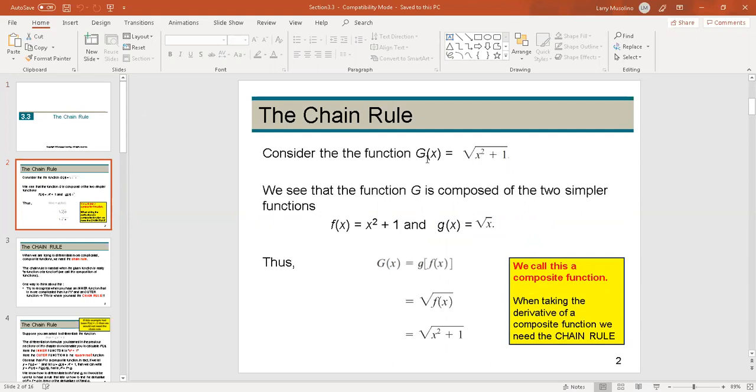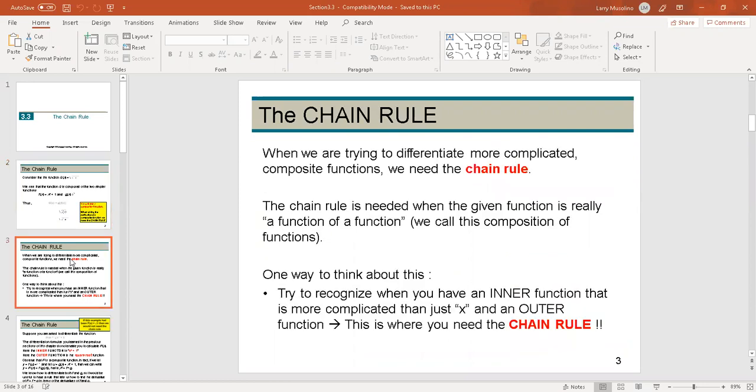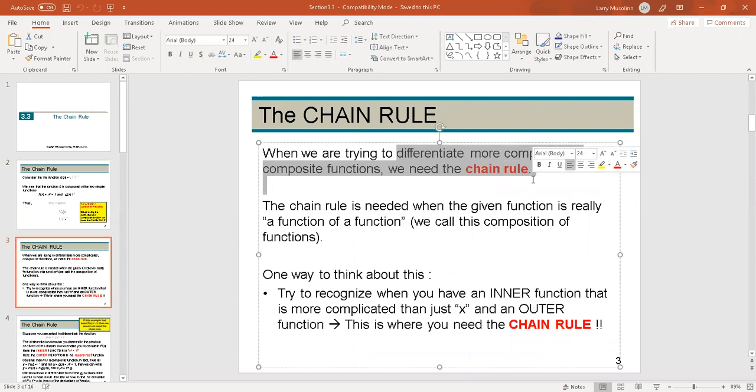For example, if you look at this function here, capital G of x is the square root of x squared plus 1. You can really imagine this to be two separate functions. One function is the square root function. The other function is the function x squared plus 1. We're taking the square root of the function x squared plus 1. This is a function of a function. When you take a derivative of a function like this, this is where the chain rule is needed. So when we're trying to differentiate more complicated composite functions, we need this chain rule. Think of this as a function of a function.